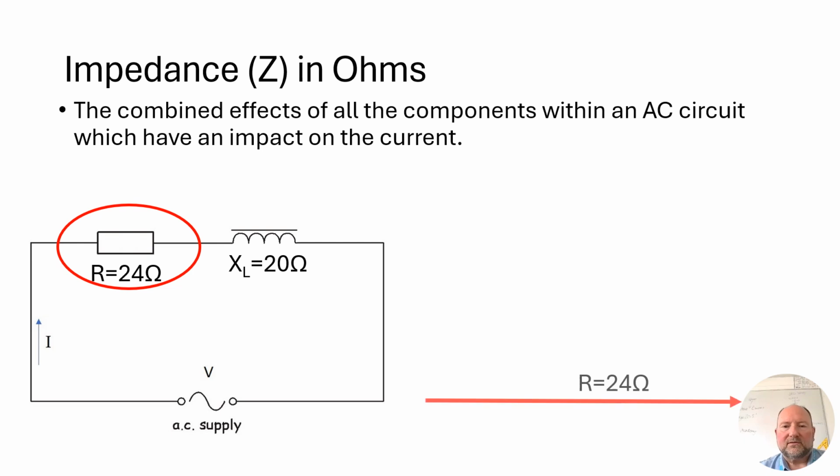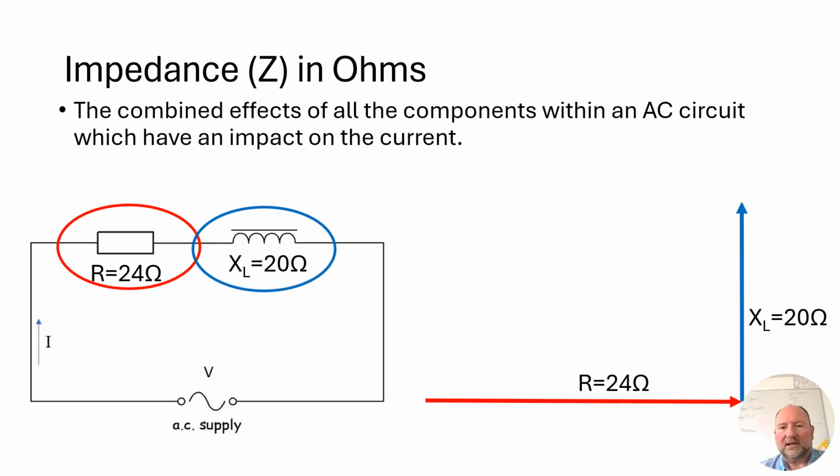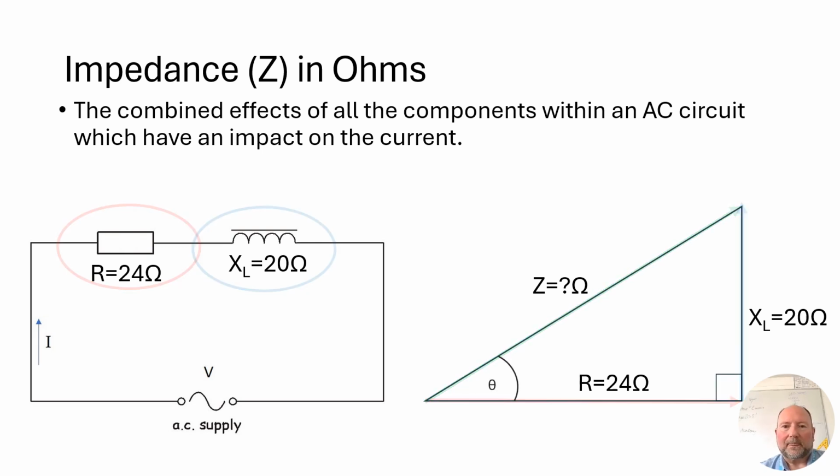So then the resistor, of course, it causes the current to remain in phase, and the higher the resistance, the less current you get, so that's clearly having an effect on the current. The inductive reactance, that causes the current to move out of phase, and it will also have an effect on the current. The impedance then being represented by that diagonal line.